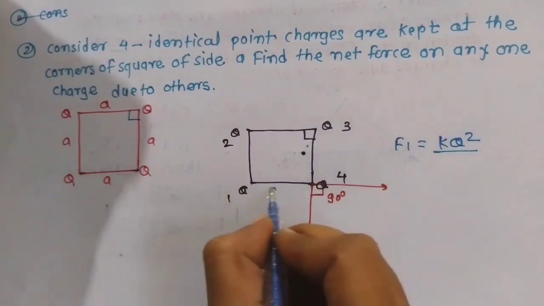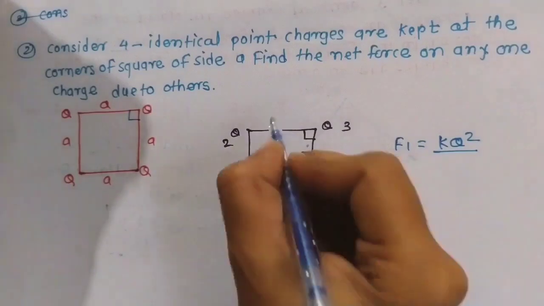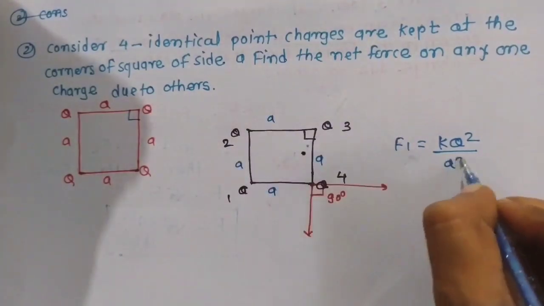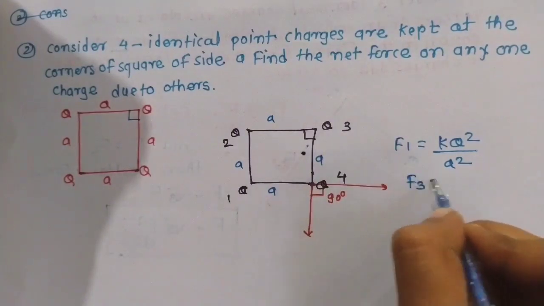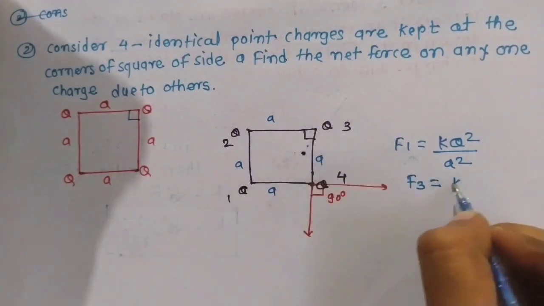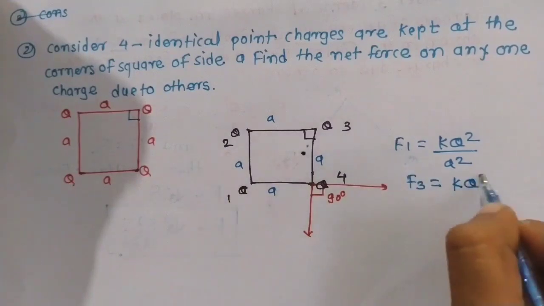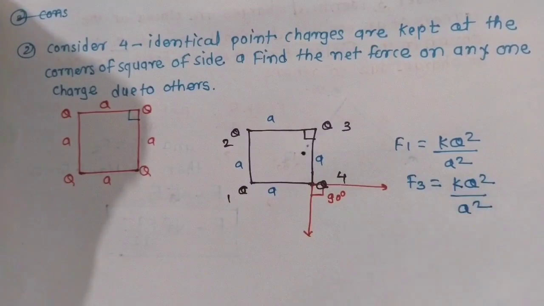So when the angle theta is 90 degrees, the formula for the force is root 2 into F. Here F1 is K Q square upon A square, and F3 due to the third charge is K Q square upon A square.